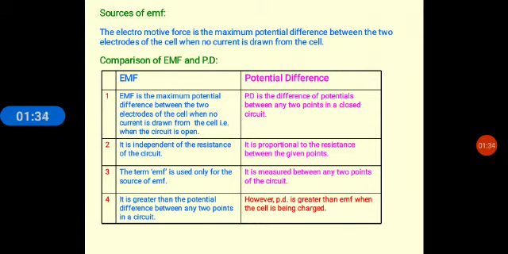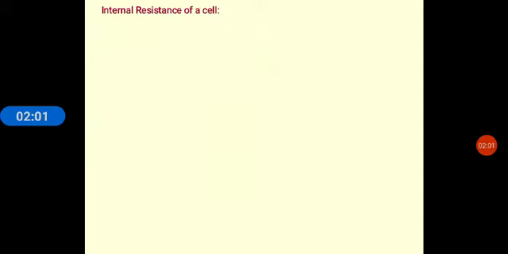The term EMF is used only for the source of EMF, and the potential difference is measured between any two points of the circuit. The electromotive force is greater than the potential difference between any two points in a circuit. However, the potential difference is greater than EMF when the cell is being charged. Now let us see what is meant by internal resistance of a cell.